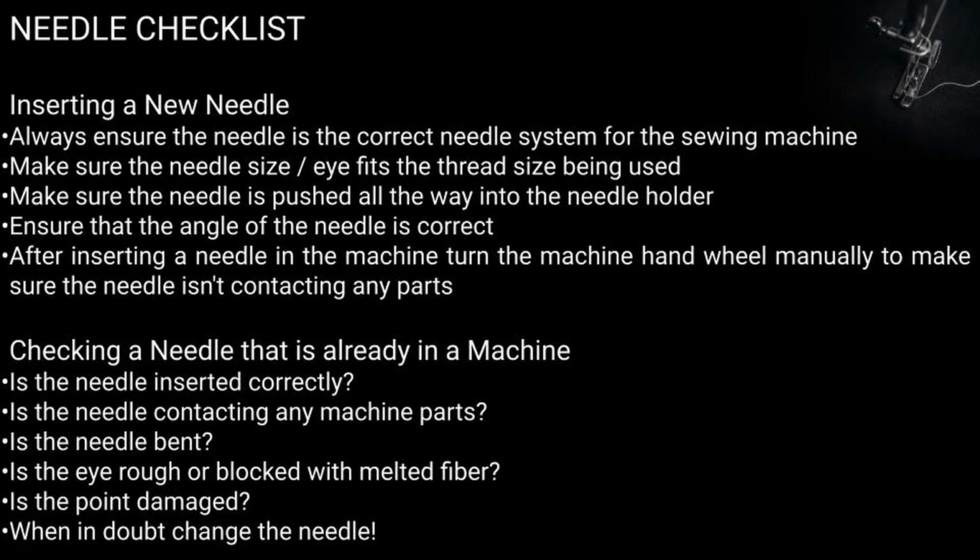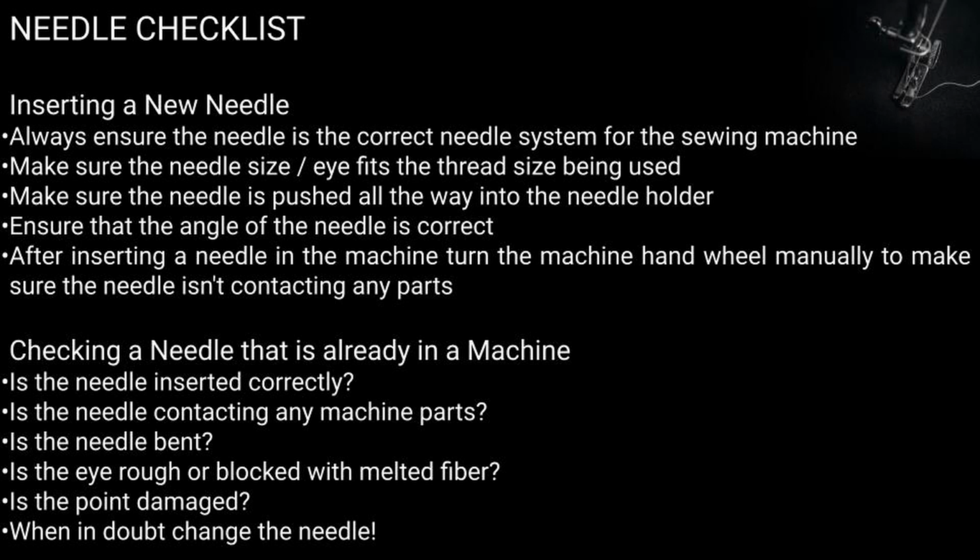Let's talk about some important details about needle selection and how to use it. Inserting a new needle: always ensure the needle is the correct needle system for the sewing machine. Make sure the needle size or eye fits the thread size being used. Make sure the needle is pushed all the way into the needle holder. Ensure that the angle of the needle is correct. After inserting a needle in the machine, turn the machine hand wheel manually and make sure the needle is not contacting any part of the machine. That means the needle should not touch the machine foot, needle plate and feed plate.